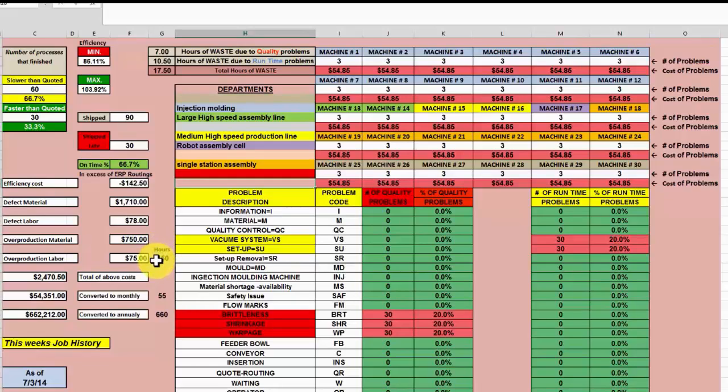This converts your overproduction labor into hours, so this $75 represents 2.5 hours based on our customer quote or ERP routings. That takes us up to a total above cost of $2,470. And if we convert that to a monthly basis, $54,000. If we convert it to an annual basis, it's over $600,000. And that's represented by 660 machine hours due to overproduction. So you can see the effects of runtime issues, defect issues, and overproduction issues.